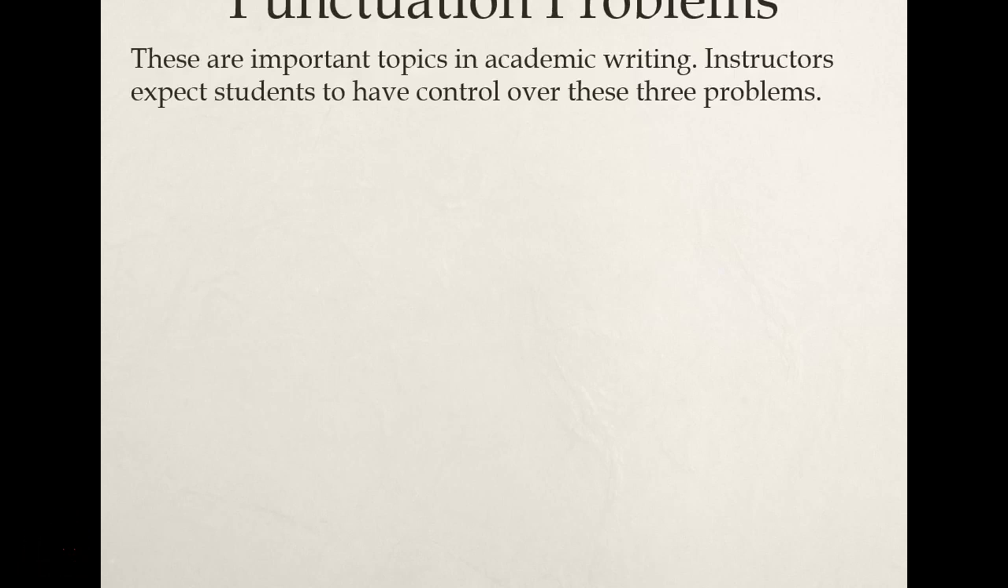Hi everyone. Today we're going to be talking about sentence error problems. So when you write essays for your English classes, for your ESL classes, there are three main sentence error types that your professors will be looking for. They are comma splice, run-on, and fragment. So we're going to talk about those today and how to correct them.